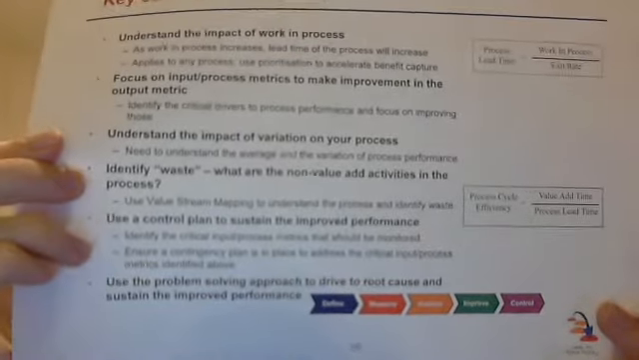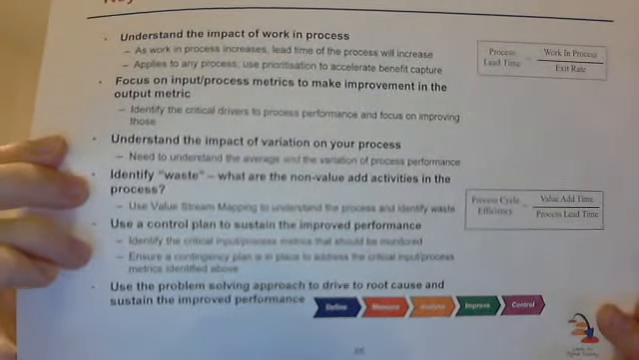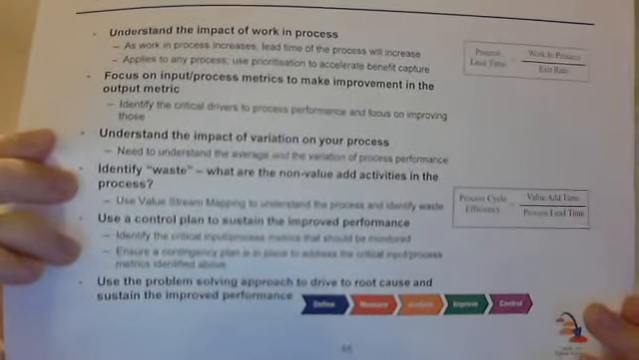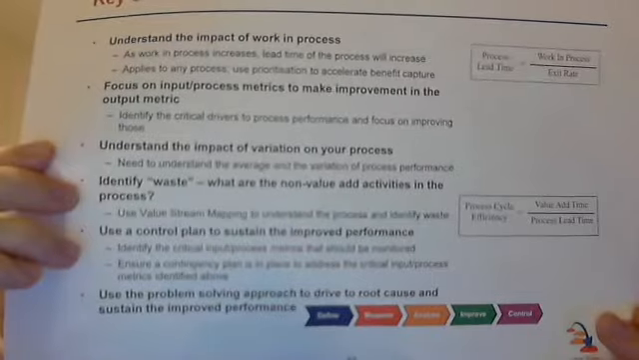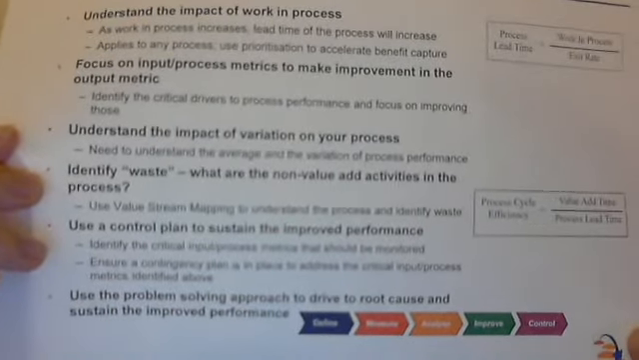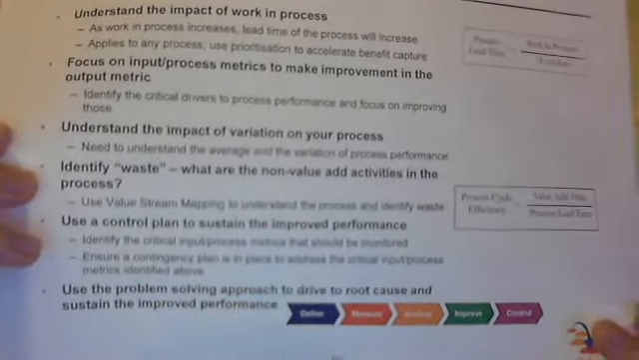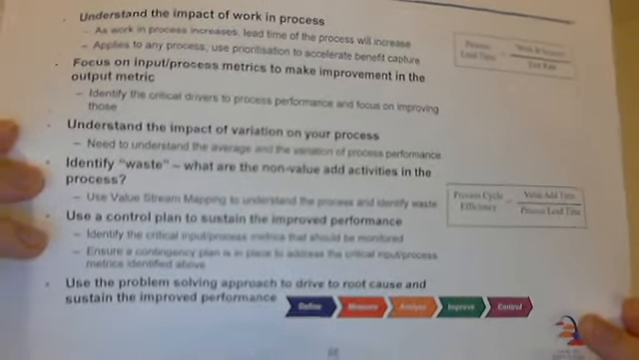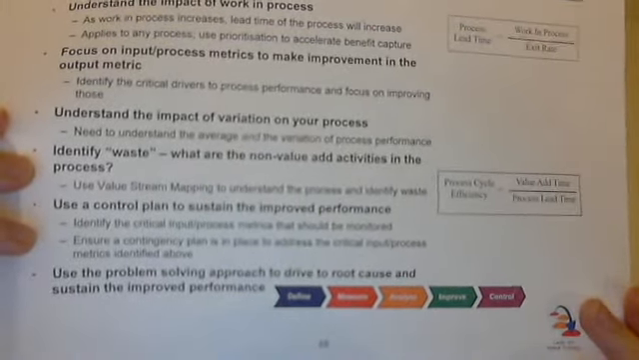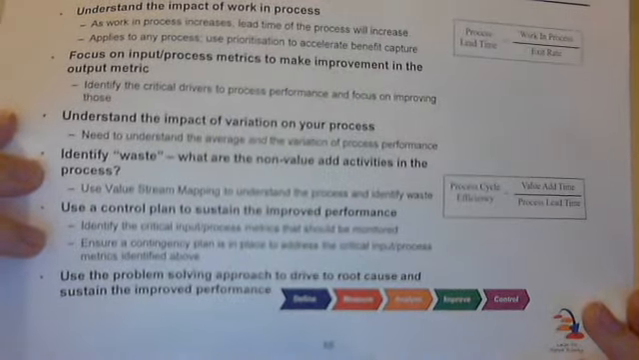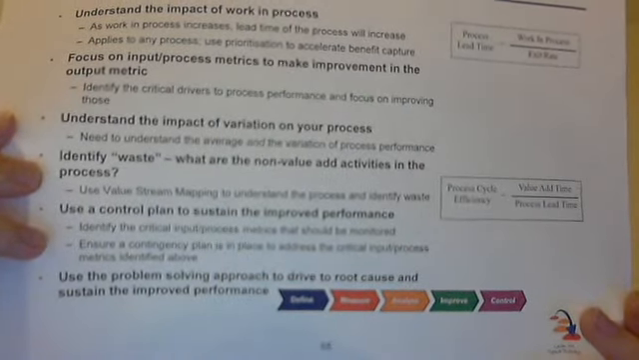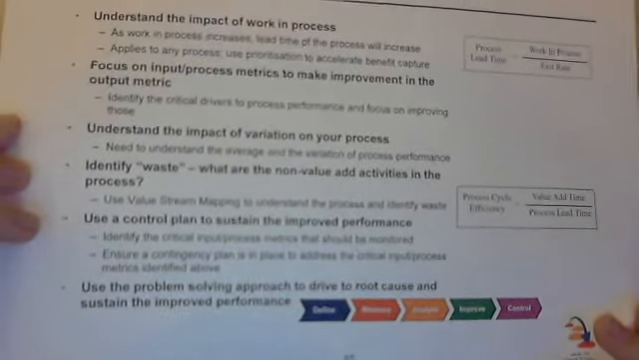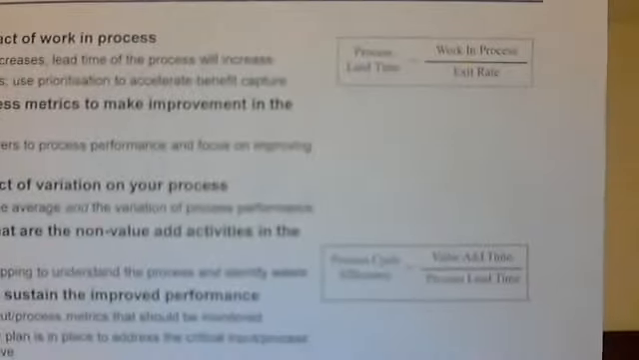Use a control plan to sustain the improved performance. Identify the critical input process metrics that should be monitored. Ensure a contingency plan is in place to address the critical input process metrics identified above. Use the problem-solving approach to drive to root cause and sustain the improved business performance. And there are more pictures there.